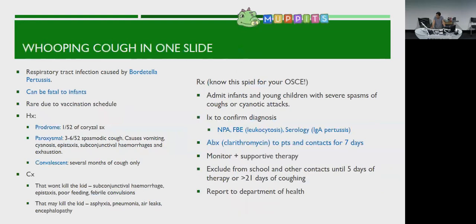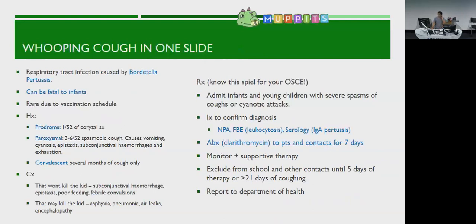So whooping cough, Bordetella pertussis, is more common in adolescents and young kids, but it's fatal to infants, which is why we care. If you have an OSCE station about pertussis, be able to describe the three phases. So prodromal, sounds like it's just a common cold or an upper respiratory tract infection. Next minute, a week passes and they now have their spasmodic coughing episodes, and they might have complications from that, such as vomiting, cyanosis, nosebleeds, subconjunctival hemorrhages, and we worry about it in infants because they get tired out by it. And then the convalescent phase, which goes for several months, and the only feature that they have is just a dry, persistent cough.